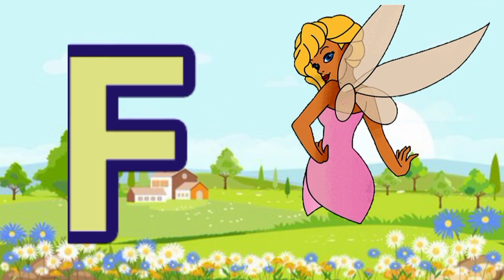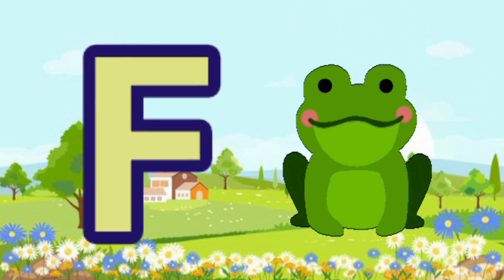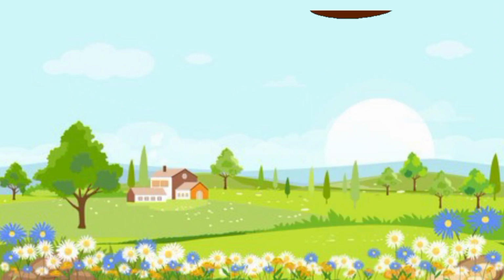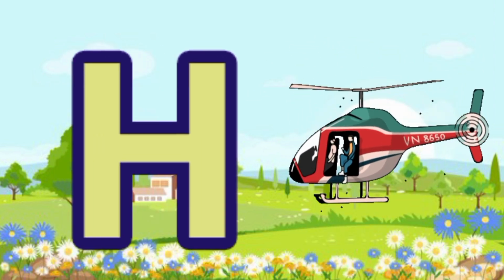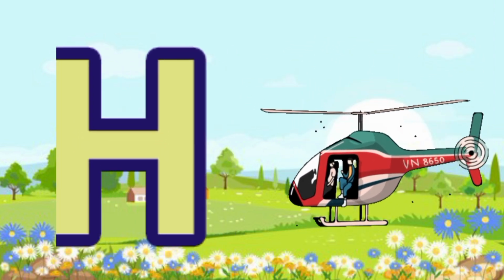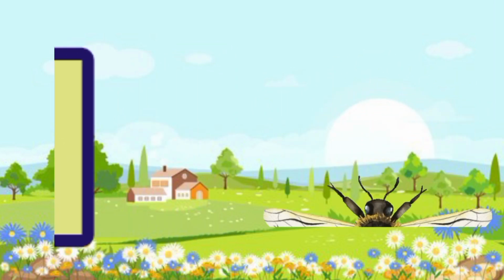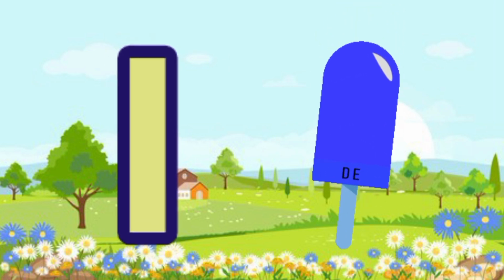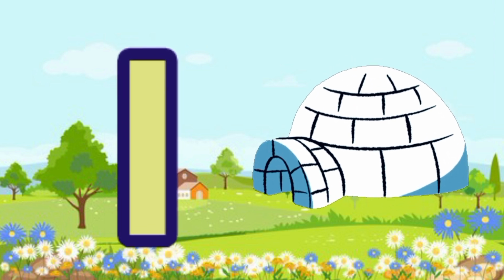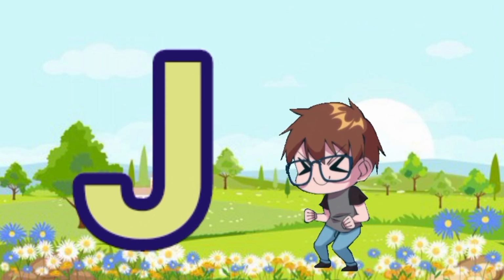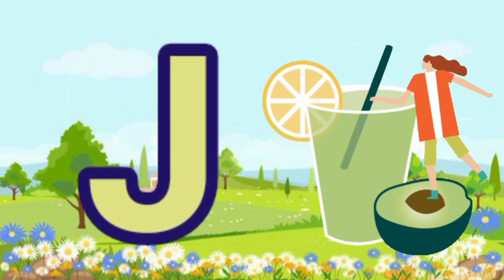F for fairy. F for frog. G for glass. H for helicopter. H for housefly. I for ice cream. I for igloo. J for jump. J for juice.